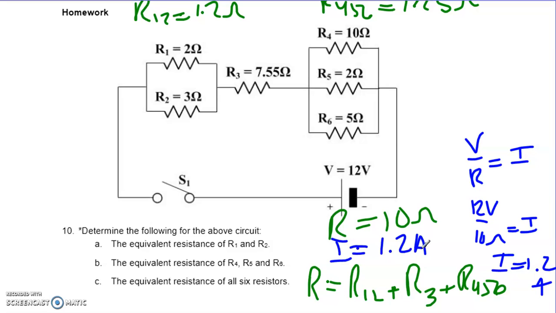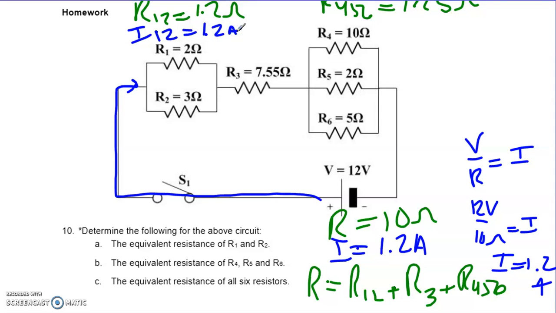Now, what this tells us that's so valuable and so important is if that's 1.2 amps, that means everywhere in my circuit that's on this pathway is 1.2 amps. So that means that the current going through 1 and 2 total is 1.2 amps. So I know then that the current at 1 and 2 is 1.2 amps. I also know then that the current going through 3 is 1.2 amps.